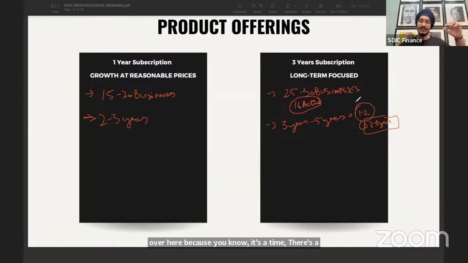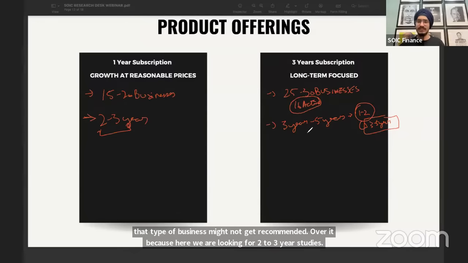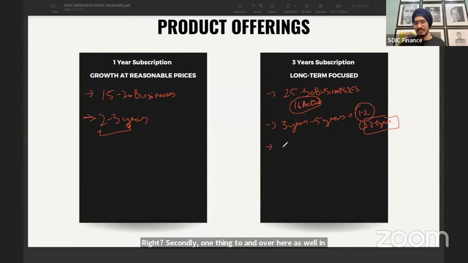Okay, the return happened, whatever it was, but that is irrelevant. We didn't do it with that thought process. That type of business might not get recommended over here, because here we are looking for 2 to 3 year stories, right? Secondly, in the long term focus as well, there'll be a lot of businesses which we think might do well on near term triggers, like infrastructure stories or something. Then we won't shy away from recommending it over here as well, because the universe of stocks we have is much larger, and over here the universe will be a bit shorter versus the 3 year one.